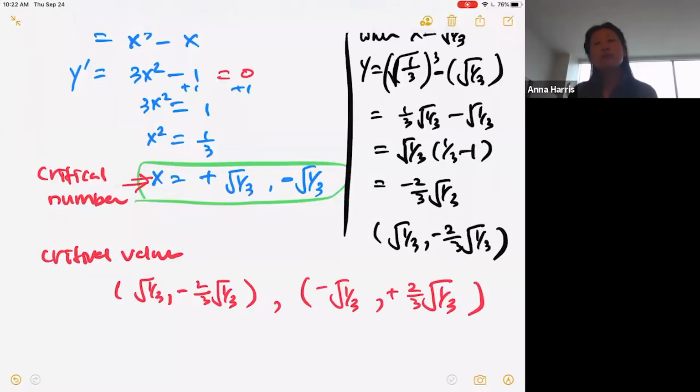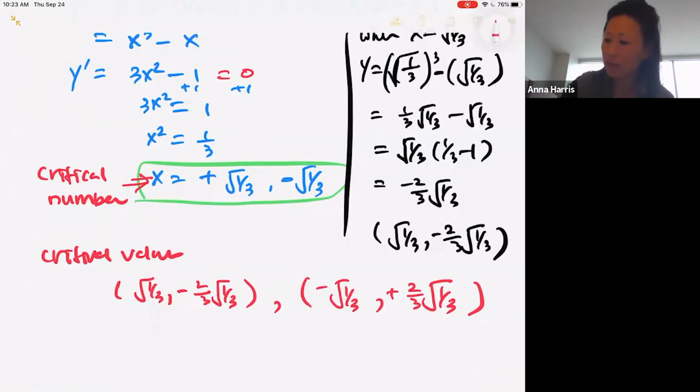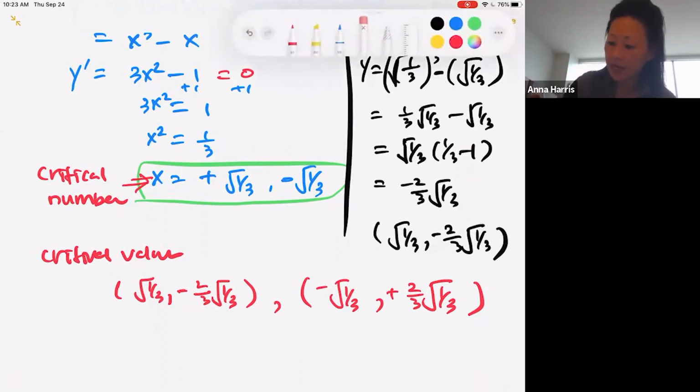Critical number means you set your y prime equal to 0, find your x that makes y prime equal to 0. That is just the x number. And when I say critical value, it means I need x and y. Critical point, I will say critical point, that's what you use in calculus. So I'm going to use the same terminology, critical point.